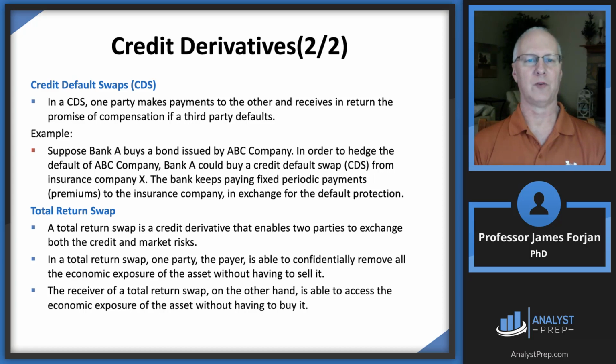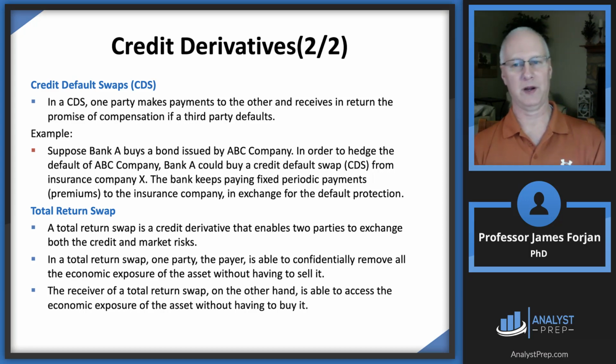All right, credit default swap. One party makes a payment to the other party and receives in return the promise of compensation if a third party defaults. That's a standard definition of a credit default swap. Bank A buys a bond issued by ABC Company. In order to hedge that, Bank A could buy a credit default swap from any kind of a financial institution. The bank will make those periodic payments to the insurance company.